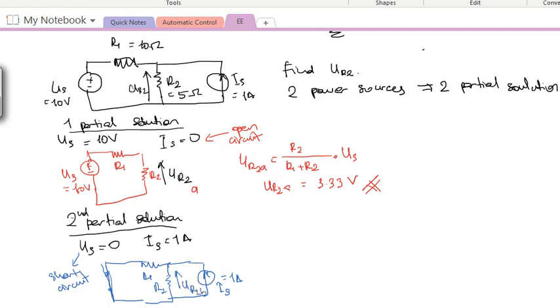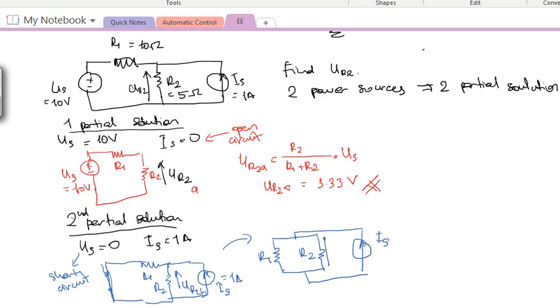But now UR2, I'm going to call it UR2B, because it is the UR2 of the second partial solution. So let's calculate what UR2B is. If we look at the circuit, if I want to calculate UR2B, the circuit can be redrawn so that R2 and R1 are basically in parallel. It will be easier if I redraw it like this. I have R1 on one side, R2 on the other side, and they are in parallel and connected to the power supply IS, right?